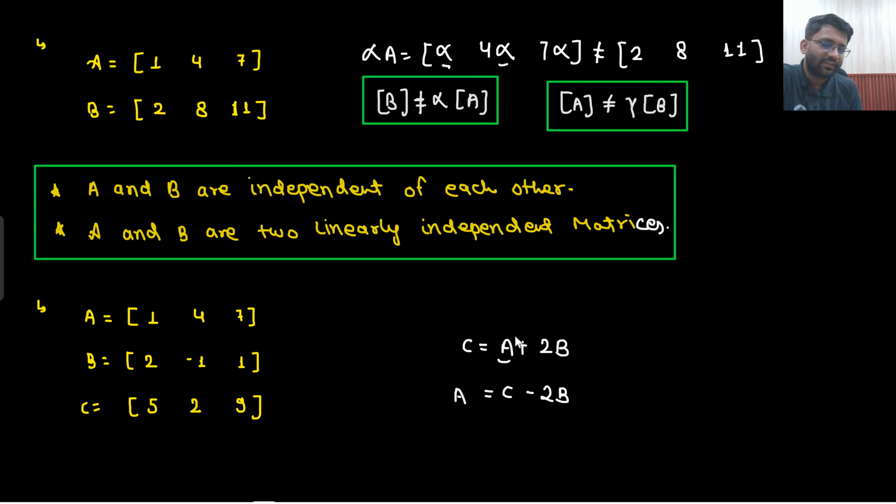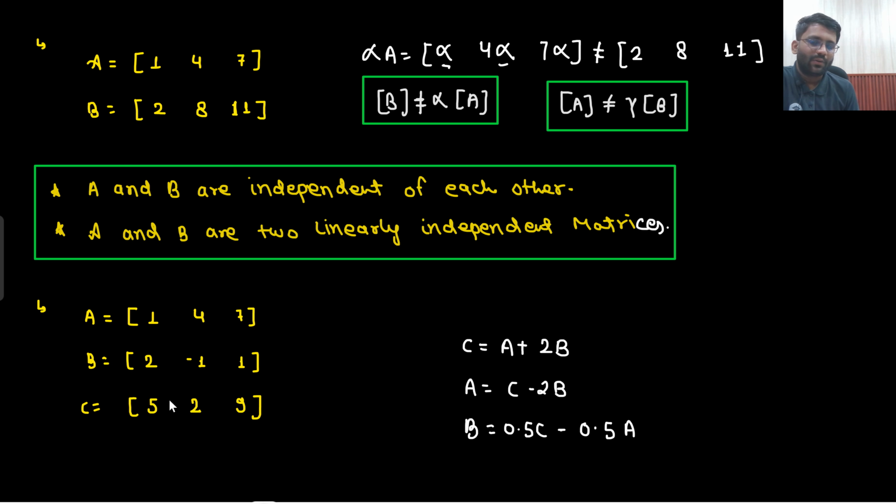And from this equation also you can see, no? If I put 2B here, what this will become? C minus 2B. So what is A? A is nothing but C minus 2B. And what is B? B is nothing but C by 2 minus A by 2. Or you can say 0.5 into C minus 0.5 into A. Right? Just do the half of it.